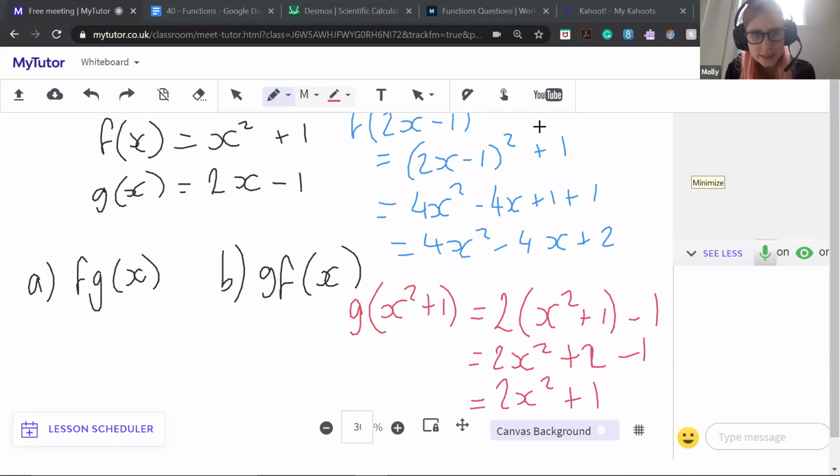Someone's asked for one more. I think that's a really good idea. So I'll do one more like this. Actually, I'll do a couple more because I've got a plan, and then we'll move on to inverse functions.